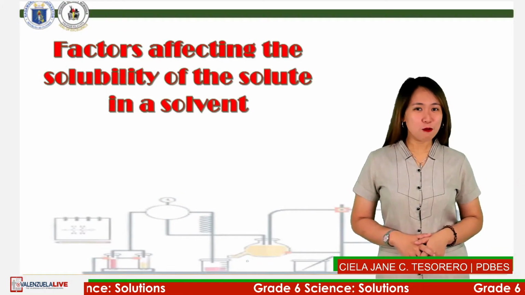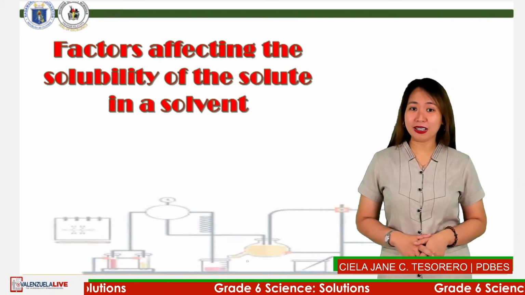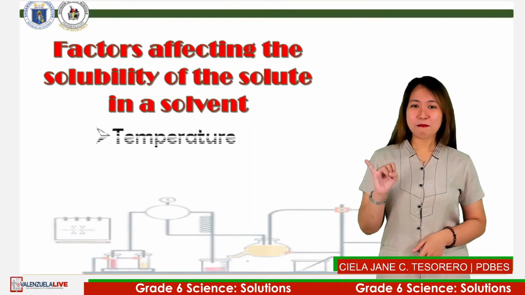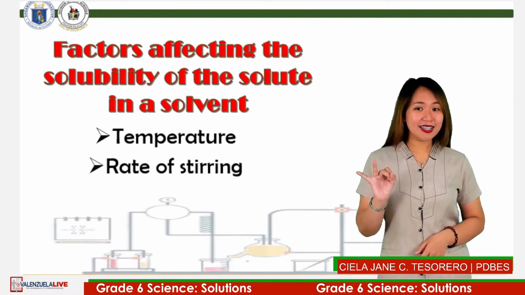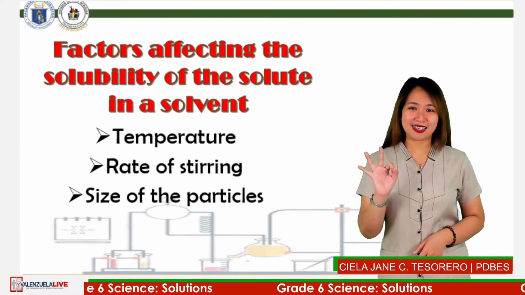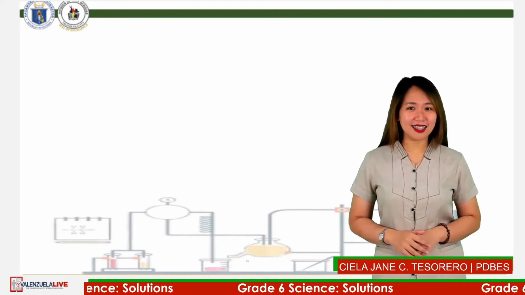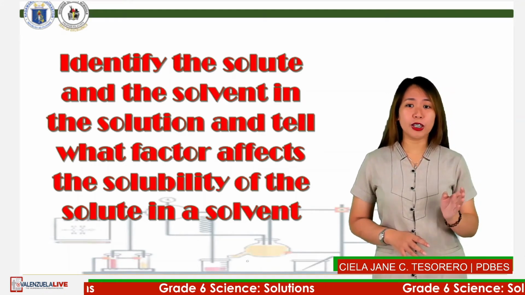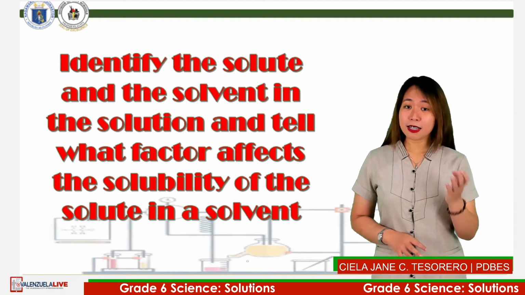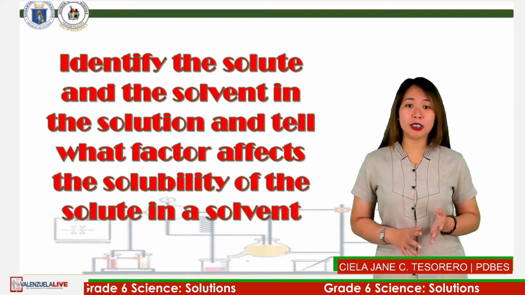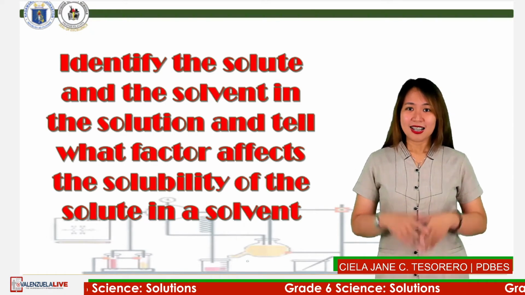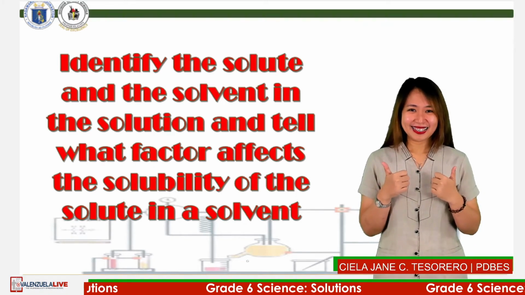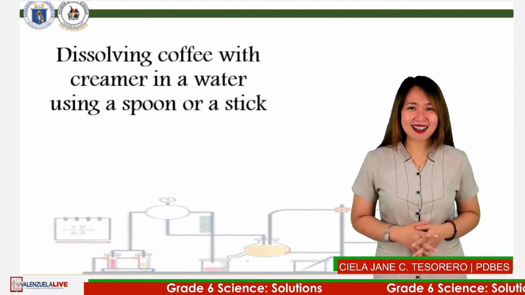So again, what are the factors affecting the solubility of the solute in a solvent? We have temperature, rate of stirring, and size of particles. So to check your understanding, I will give you an example and let us identify the solute and the solvent in the given solution. And let us tell what factor affects the solubility of the solute in a solvent. Are you ready? Show me your virtual thumbs up if you are ready. That's great. So let's start.